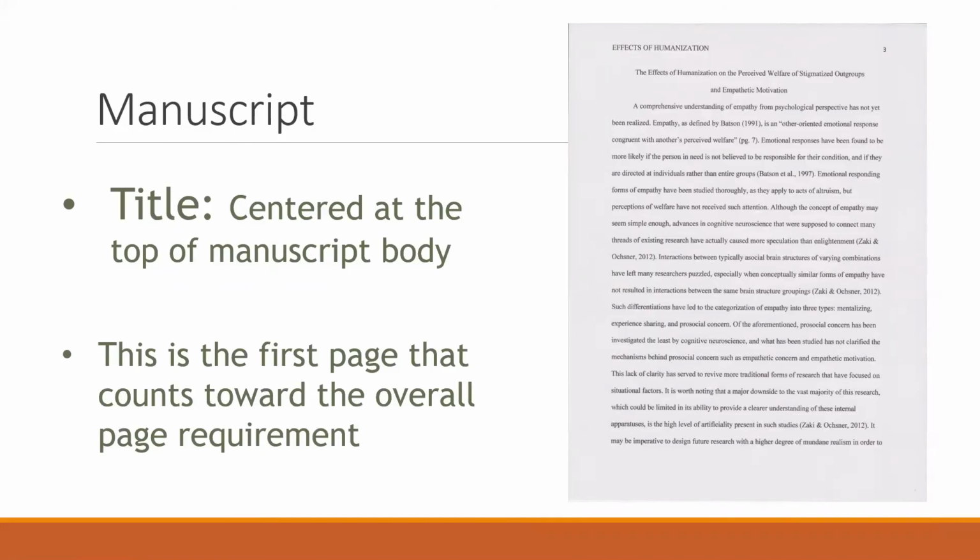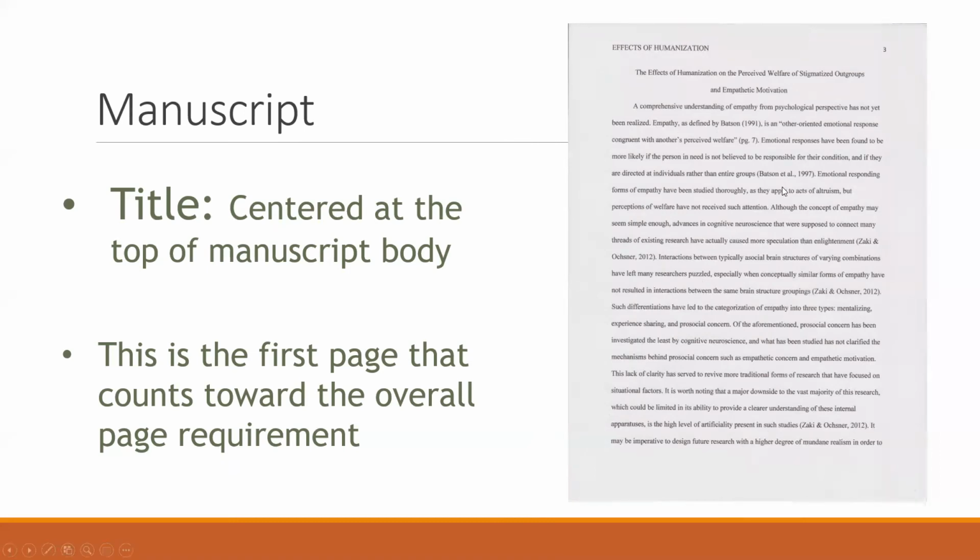Now, when we're talking about this manuscript, you see that we have the title at the top, centered at the top of the manuscript's body. And this is at the first page of that paper, right? This first page counts towards the overall page requirement. So we have that running header up here, all caps, page number, title, and then we hop right into this paper. And we see in this paper, we've got these in-text citations. Batson, 1991. This is part of that very first citation as part of the formal sentence structure.